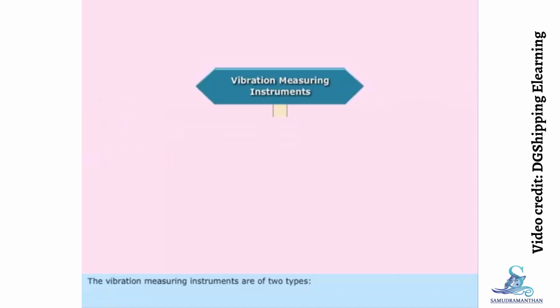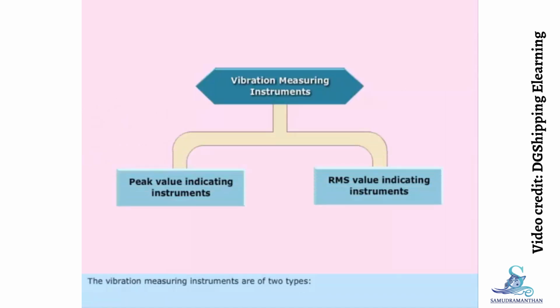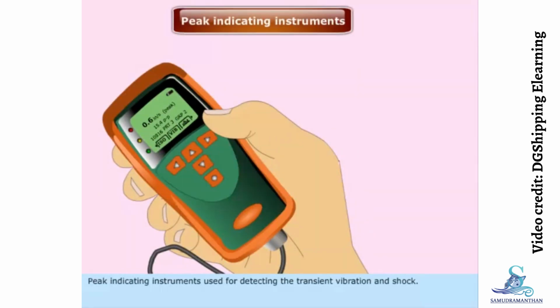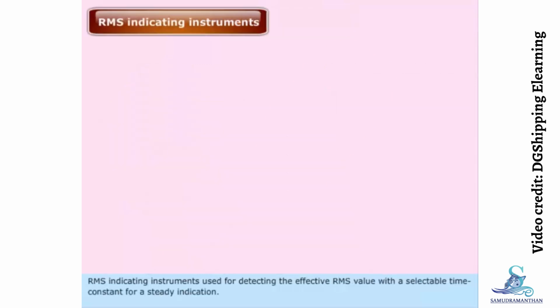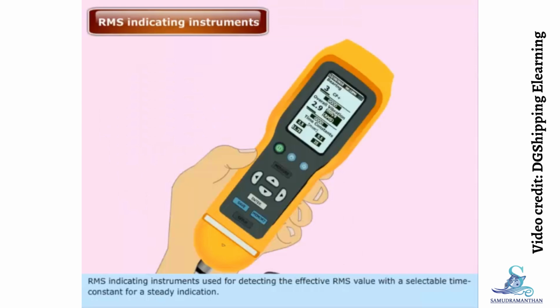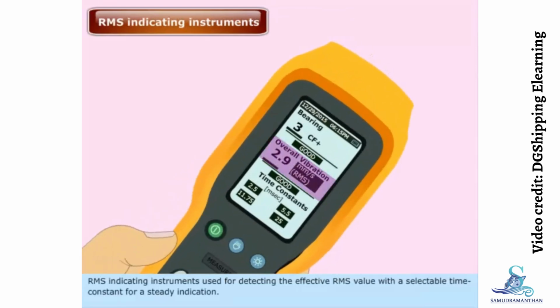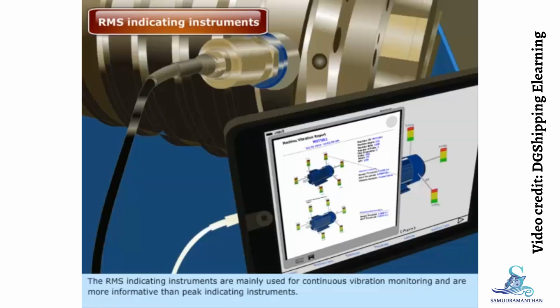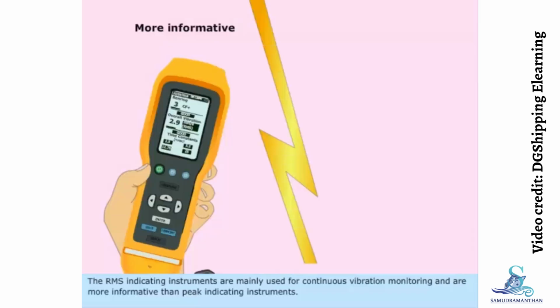The vibration measuring instruments are of two types: peak indicating instruments used for detecting the transient vibration and shock, and RMS indicating instruments used for detecting the effective RMS value with a selectable time constant for a steady indication. The RMS indicating instruments are mainly used for continuous vibration monitoring and are more informative than peak indicating instruments.